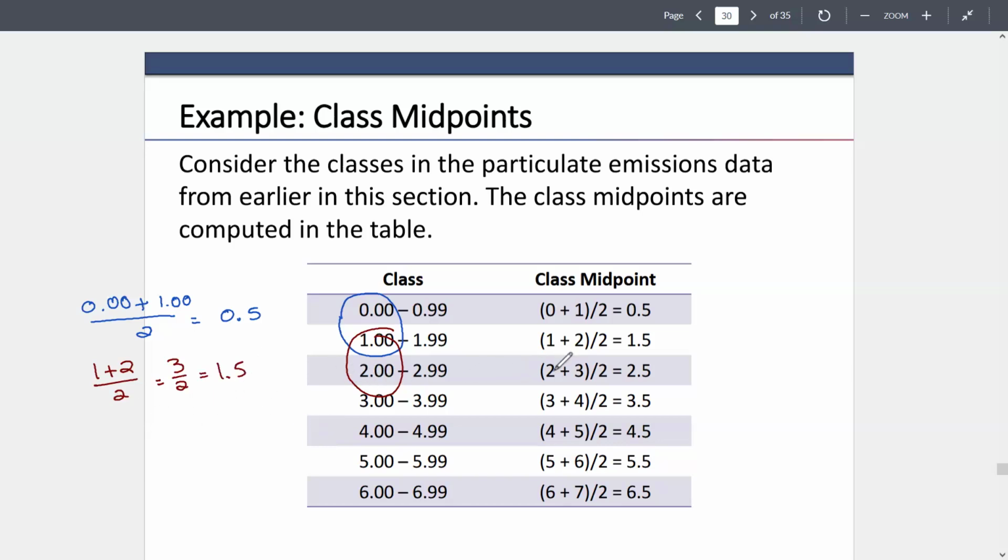This is showing the same thing. You'd have midpoints 0.5, 1.5, 2.5, 3.5, 4.5, 5.5, and 6.5. These are points that sit halfway between each class.